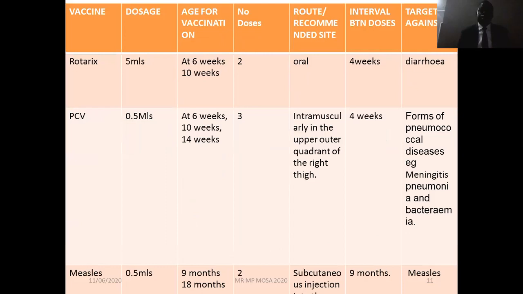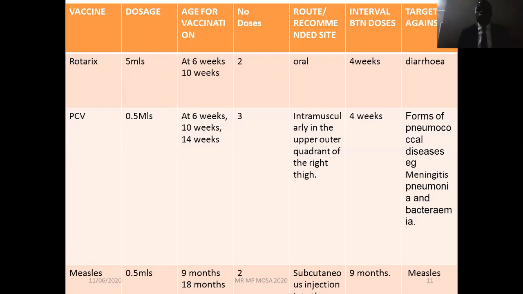The other vaccine that is given is PCV. So PCV is given at 0.5 mls. The age at which it is given is 6 weeks, 10 weeks, 14 weeks. Number of doses that a patient has to get is 3 doses. And the route, it is given intramuscularly in the upper outer quadrant of the right thigh.